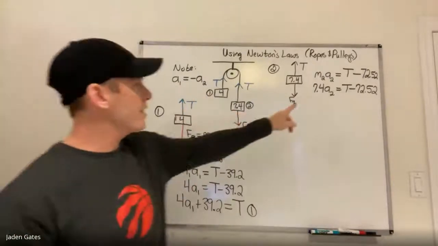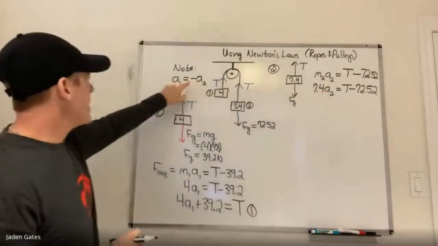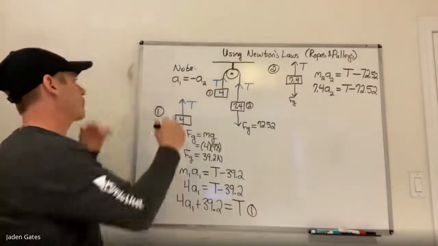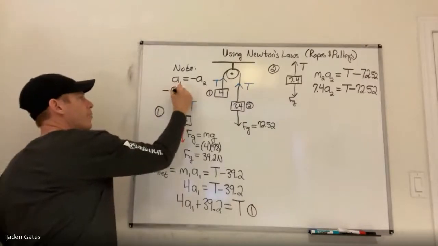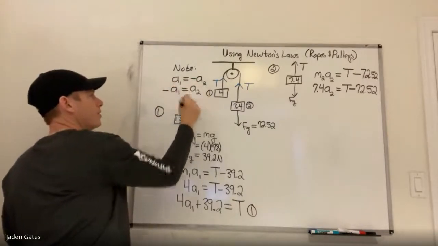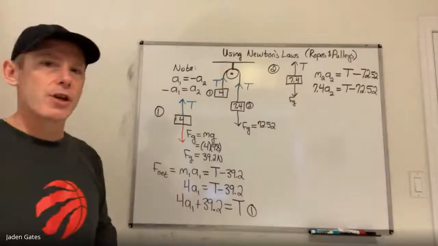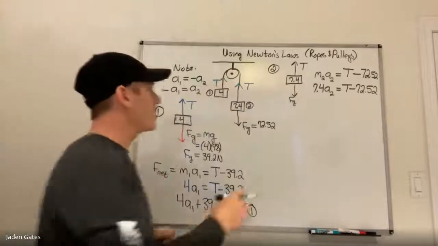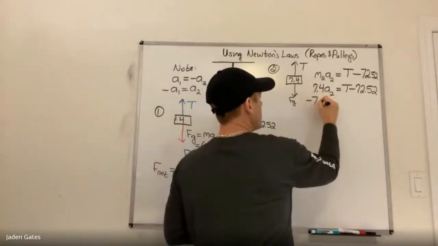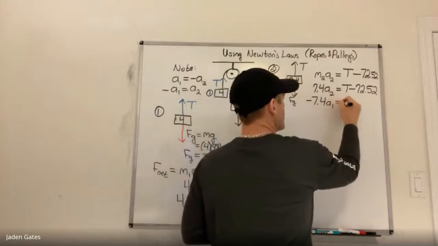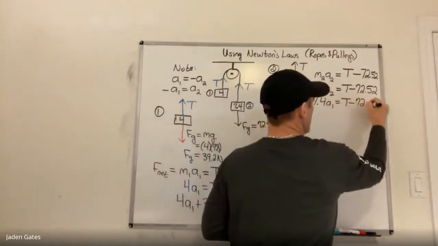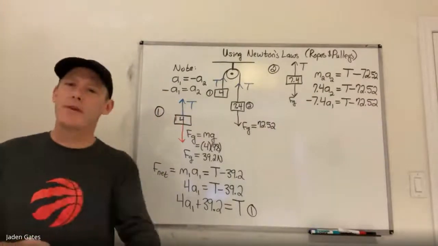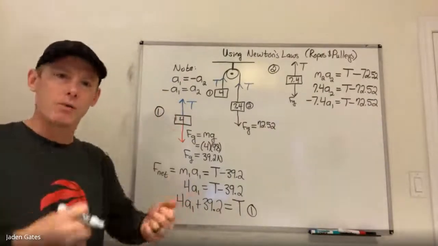But I can eliminate this A2 because A2 is the opposite of A1. They're the opposites. Another thing you could say is negative A1 is equal to A2. It's another way of saying they're just the opposites. So instead of an A2 over there, I'm going to put a negative A1. So this is going to become negative 7.4 A1 is equal to T minus 72.52. So again, all I did was replace the A2 with a negative A1 because of the opposites. One goes up, one goes down.